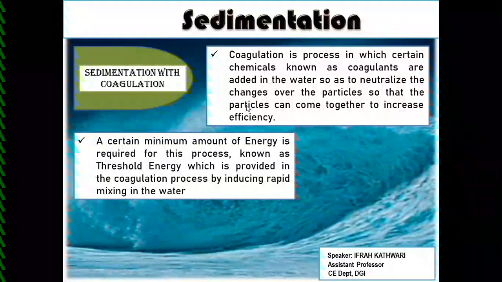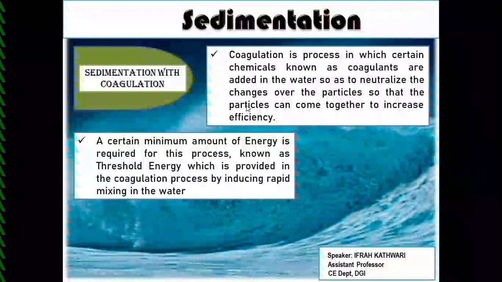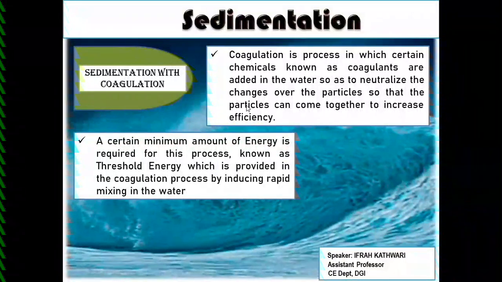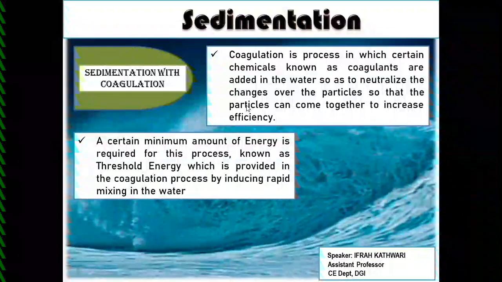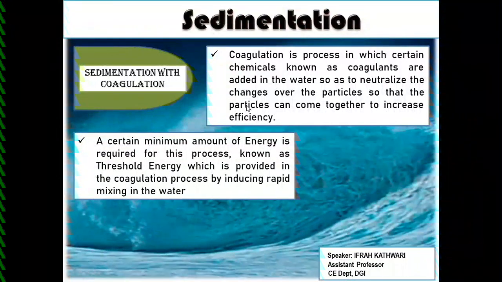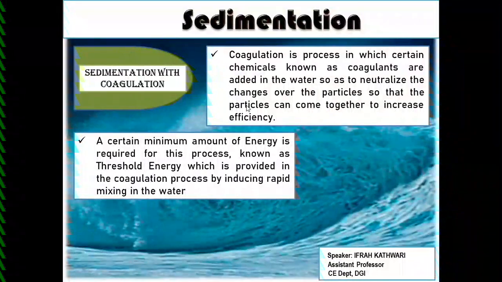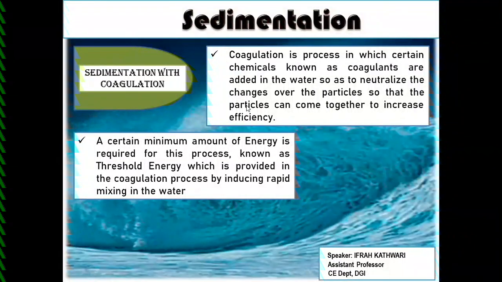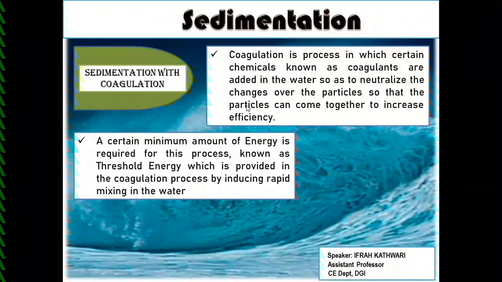The energy that we need to conduct this process is known as threshold energy, which is provided to induce the rapid mixing of water. Due to the rapid mixing, these small particles will join together, they will form large particles, and they will settle down at the bottom and can be removed easily.